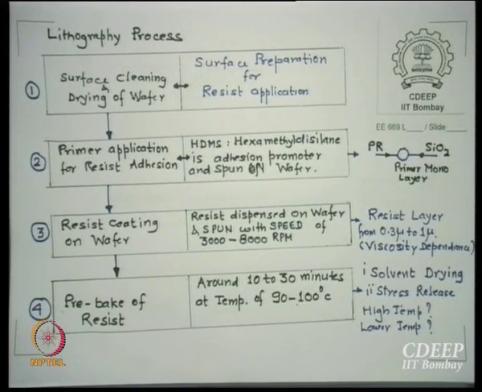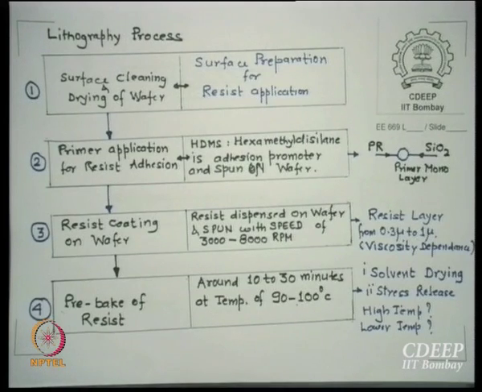This time may vary. The first advantage is it removes solvents, and it also has the advantage of releasing stress. This is called annealing, and it releases stress in the material. So it is stress release, so the film is more uniform and doesn't crumble. So it needs to have some pre-bake.